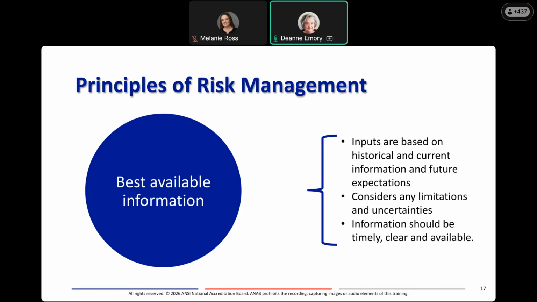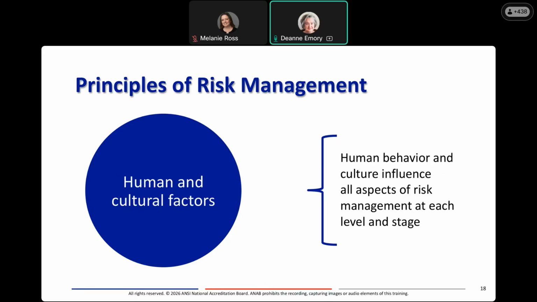This leads us back to being comprehensive and inclusive. Remember, the best information available is always changing, leading us back to one of the definitions in risk management, that it is iterative. You need to be reviewing it and repeating it periodically.